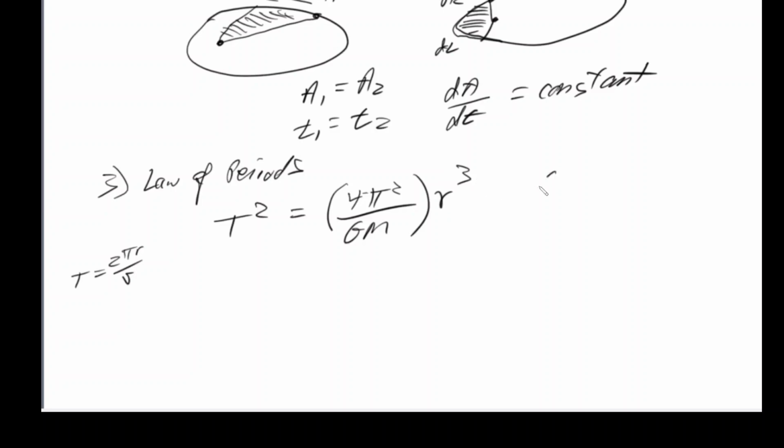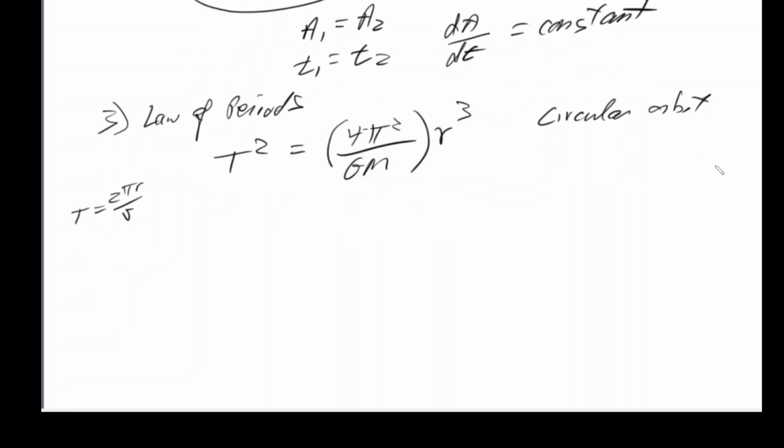Now this is for a circular orbit. If you had an elliptical orbit, then you would use a instead of r. And so T squared is equal to 4 pi squared over G times the mass times a cubed. And that's for an elliptical orbit.